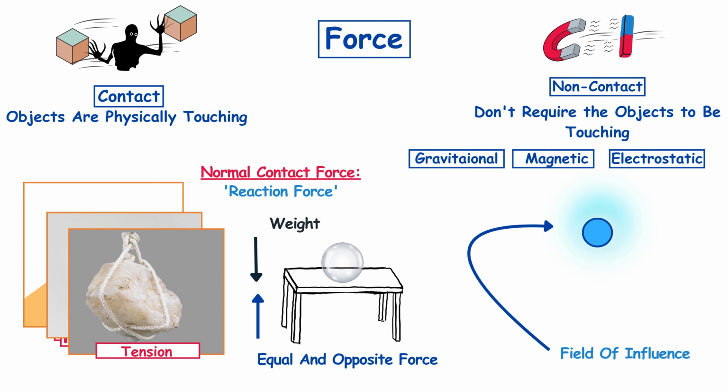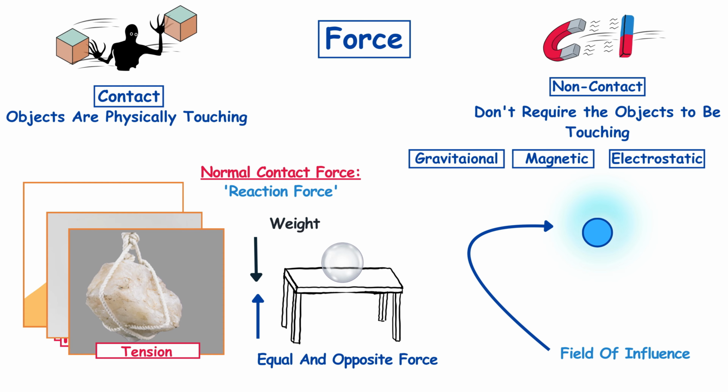On the other hand, non-contact forces are those that do not require the two objects to be physically touching at all. These forces can act across space and can influence objects even when they are separated by a distance. There are three primary types of non-contact forces that you should be familiar with, which are gravitational force, magnetic force, and electrostatic force. When we discuss non-contact forces, we often describe them in terms of fields surrounding the objects, such as gravitational fields or magnetic fields. These fields represent the region of influence where the force can be felt by other objects.